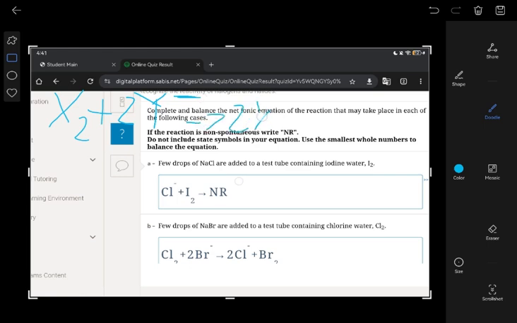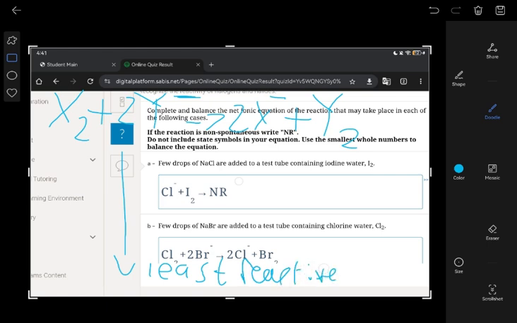gives you 2X minus plus Y2 if X is more reactive. If X is more reactive, it displaces it. Going down the group, they get less reactive. So least reactive, and then most reactive. And you go down like this. So it's F, Cl, Br, I, At. You barely use astatine, you're barely gonna see it.